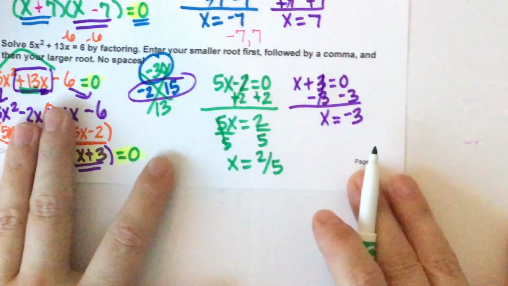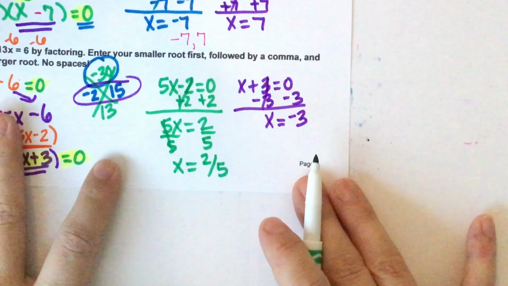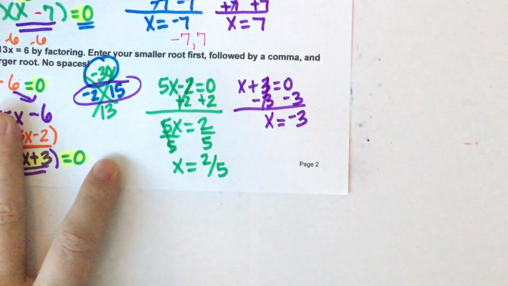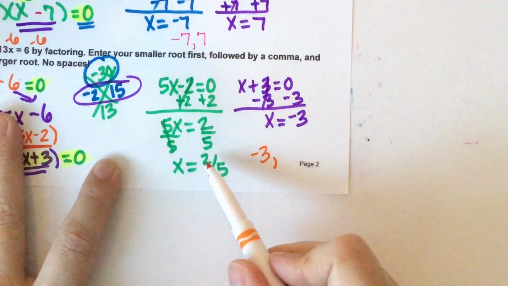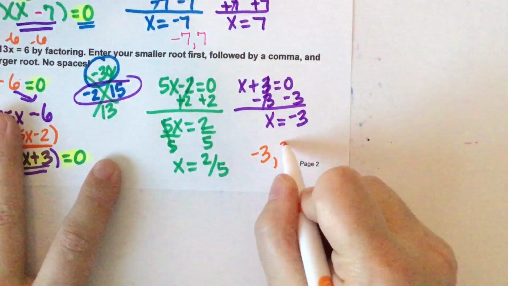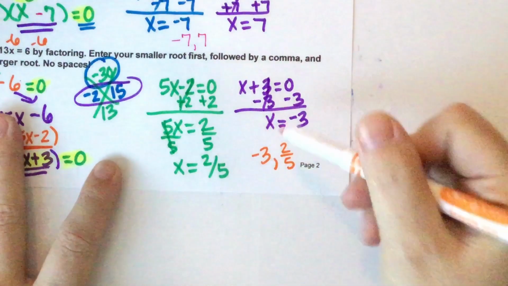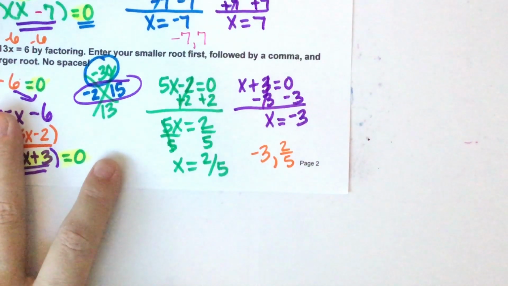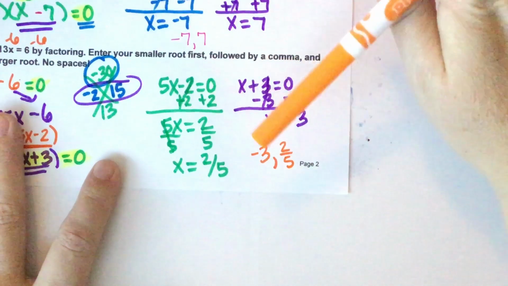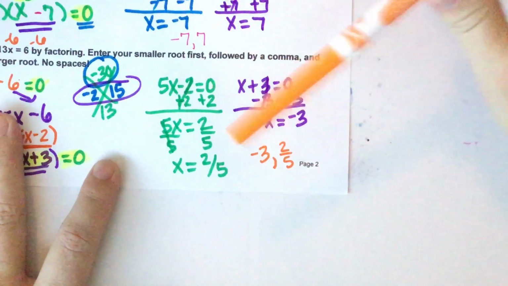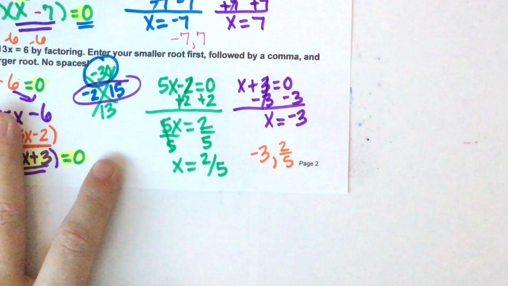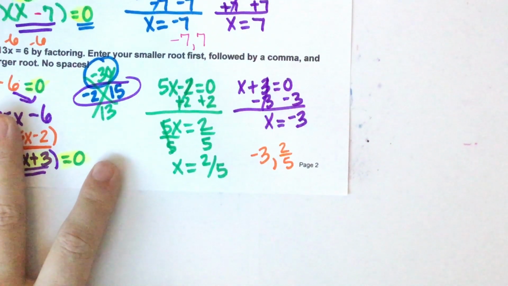So when it tells you to enter your smaller root first, you're going to write negative 3, comma, and then your biggest one, which is 2/5. And that would be how you type it into your computer. So smaller root or smaller answer, comma, bigger answer. And I know a negative is always smaller than a positive, so that's why the negative 3 went first.